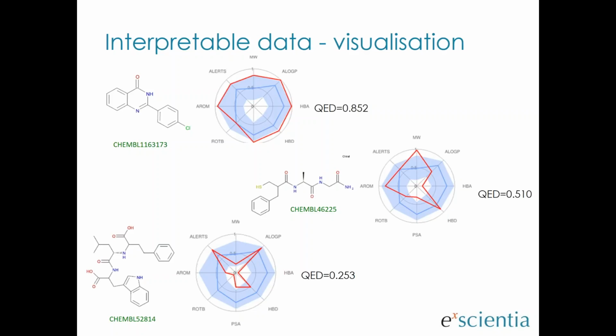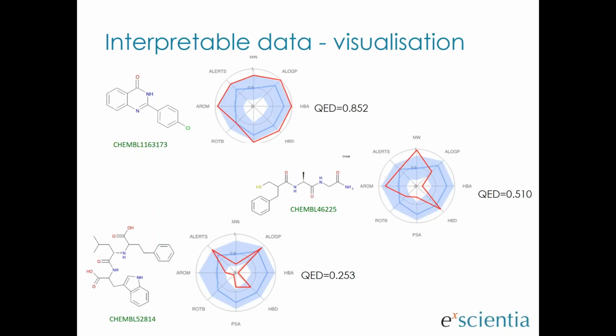For example, the first compound has a very good QED, and we can see that most of the red is on the edge, so close to 1, and so almost perfect. As we go down, the second compound has a lower QED, and we can see that the hydrogen bond acceptor desirability is very low, almost close to 0 for the red line in the middle, meaning that this compound likely has too many hydrogen bond acceptors compared to the known drugs on the market.